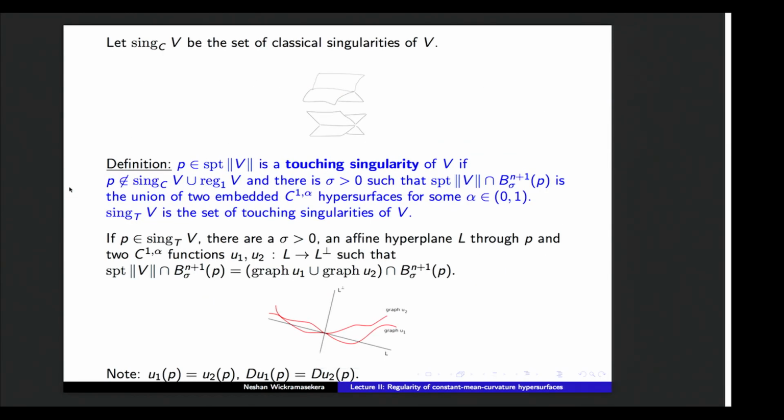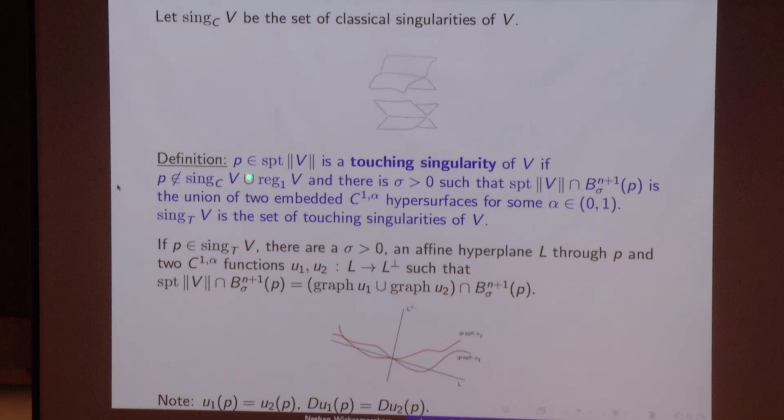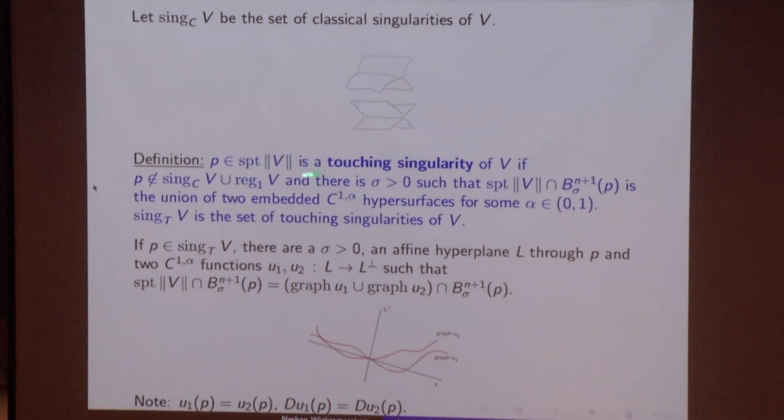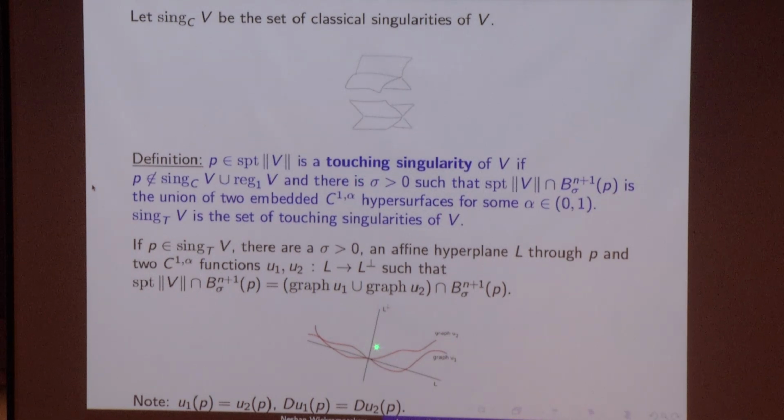Okay. So this is our familiar thing from last lecture. We will still continue to denote by C the set of classical singularities. Now we need another definition: touching singularity, and this means this picture here. It means that the support of the varifold locally at that point P is a touching singularity: in a neighborhood, it is the union of two embedded C1 alpha graphs touching at that point, possibly also at other points.